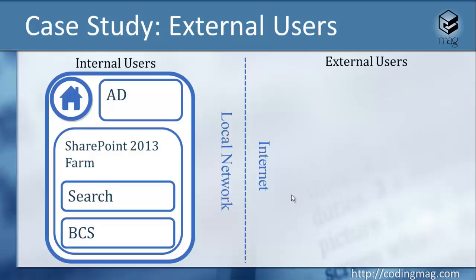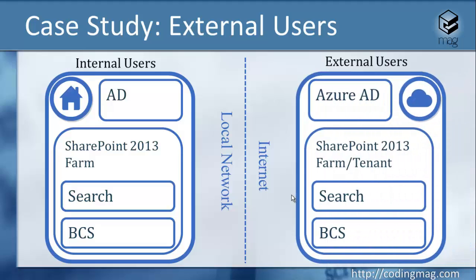In some companies, in some environments, you may not want to expose your local network to the internet. So, what can be a better approach? You can use a cloud service. It can be either Office 365 tenant, or you can set up a SharePoint 2013 environment in Windows Azure. And you can just direct your external users to that environment which is on the internet.